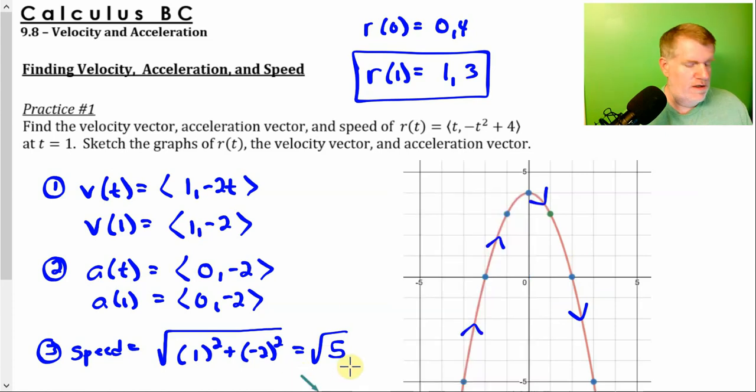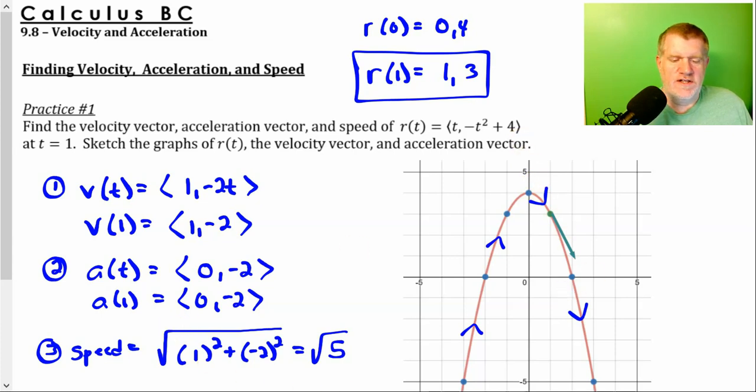Okay. So that vector for the velocity is (1, -2). So I'm starting there, so I'm going to go over 1 and down 2. So there's my velocity vector. And because it's my velocity vector, it should be tangent. And I think you can see that if we extended that line, it would be tangent.